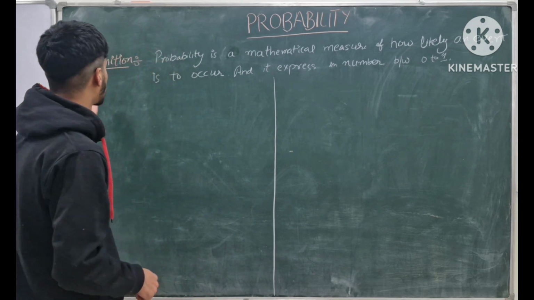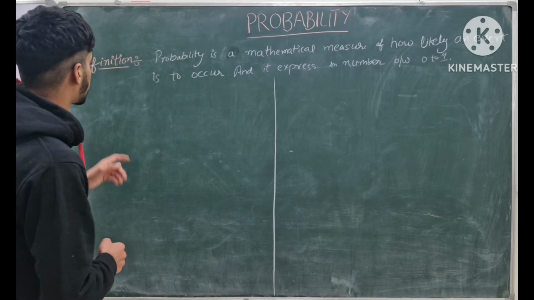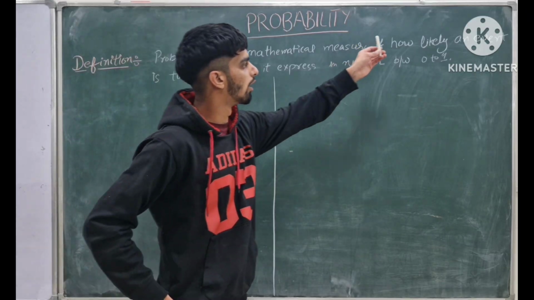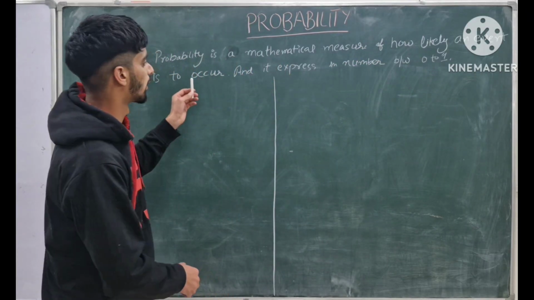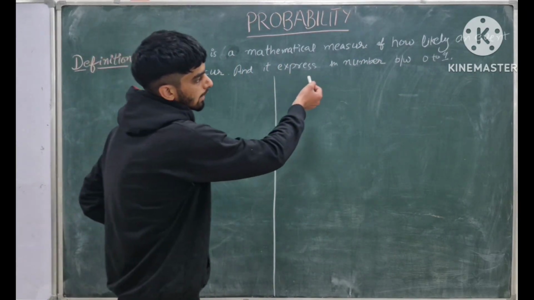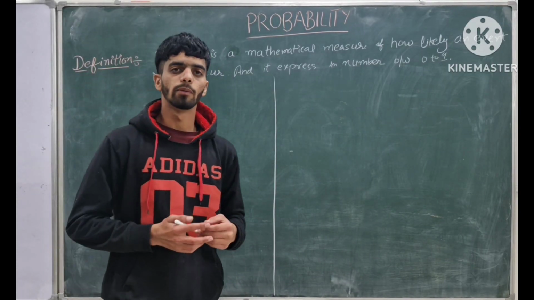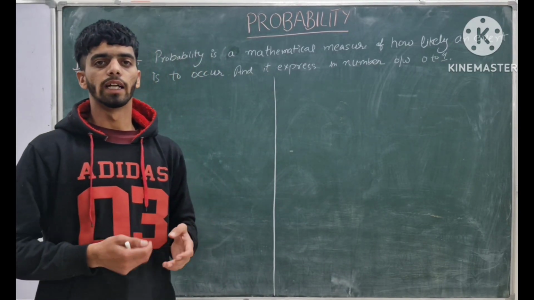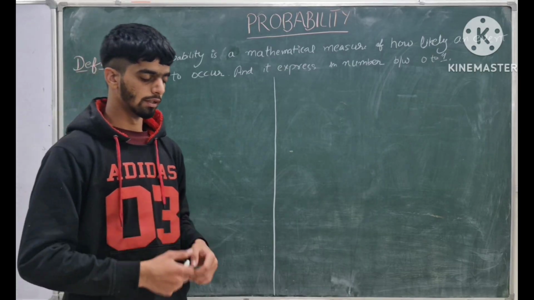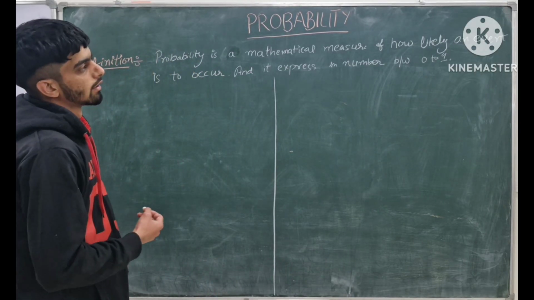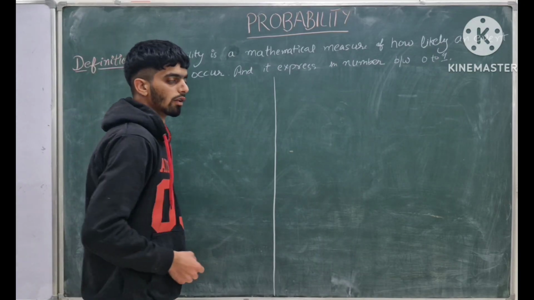Firstly, we will go through the definition of probability. Probability is a mathematical measure of how likely an event is to occur, and it is expressed as a number between 0 and 1. So simply, probability is how likely an event is to occur. Firstly, understanding the term: what is the meaning of event?